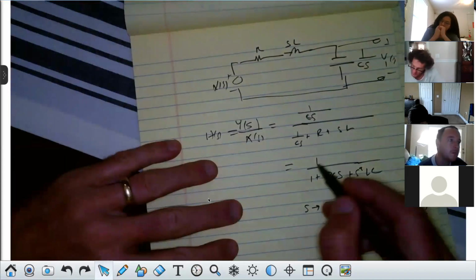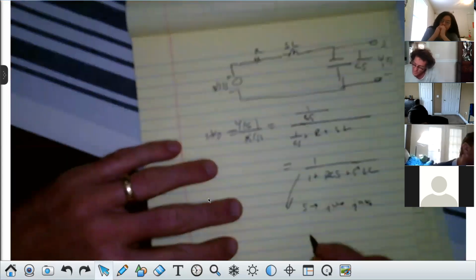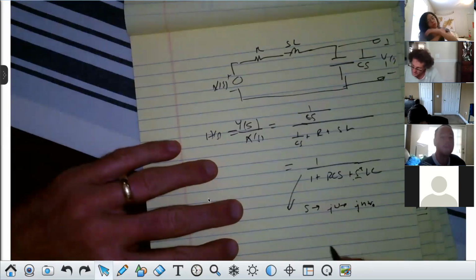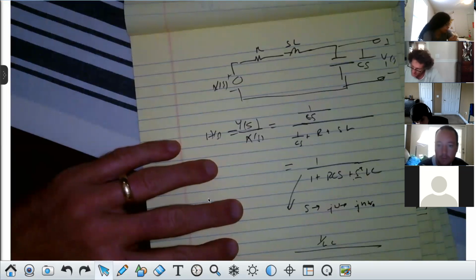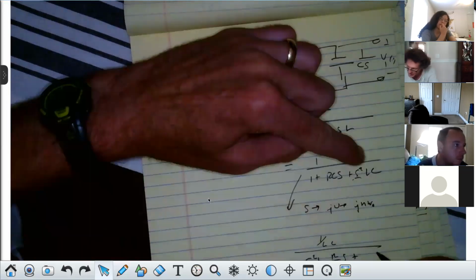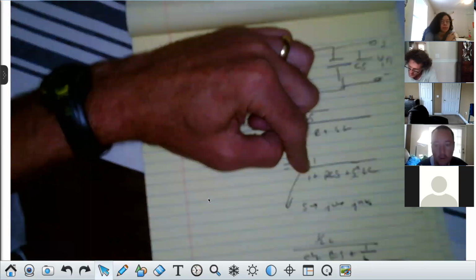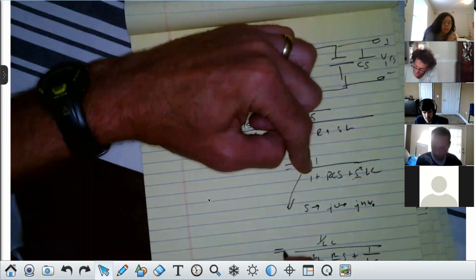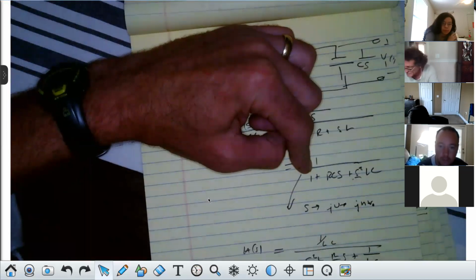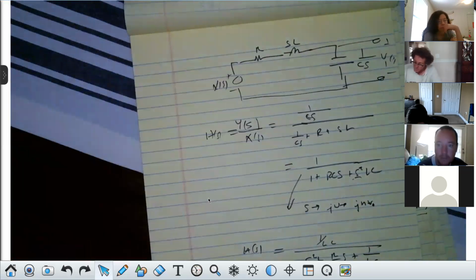Right. And to be frank about it, usually you want the coefficient of the highest power in the denominator to be 1. So you divide by LC, and then you get 1 over LC, s squared plus, and then this right here is going to be R over L s. And then finally at the end, it's 1 over LC. And that would be your H of s, right? Y'all with me?